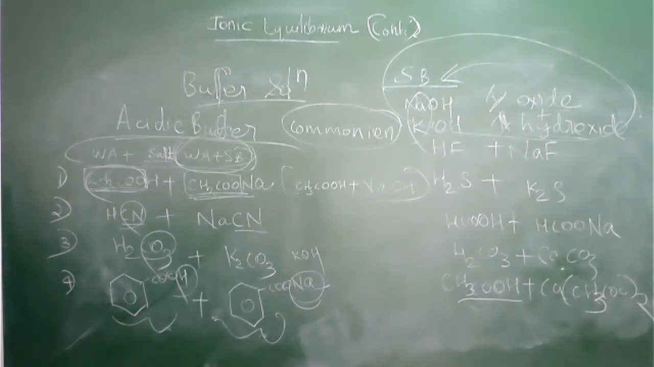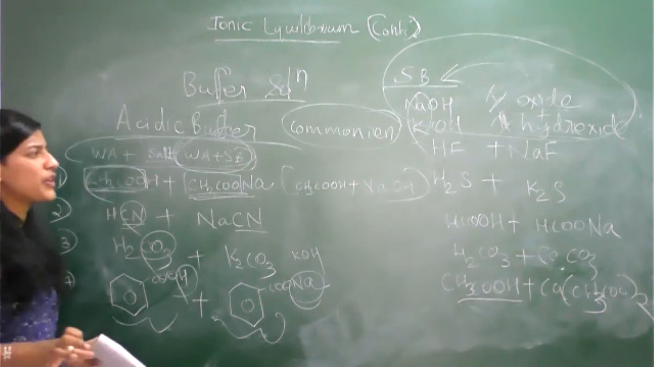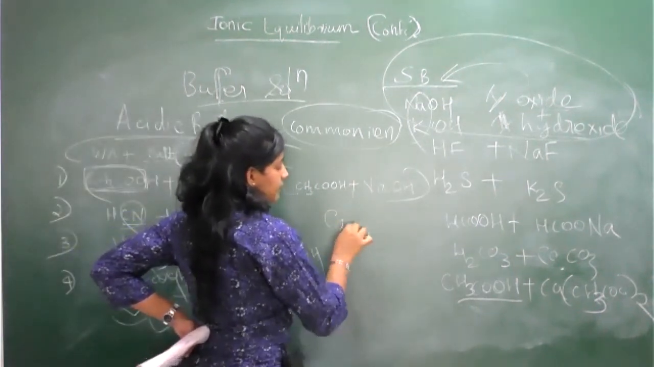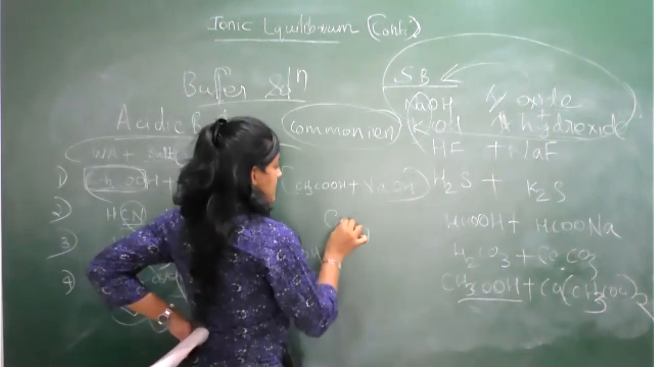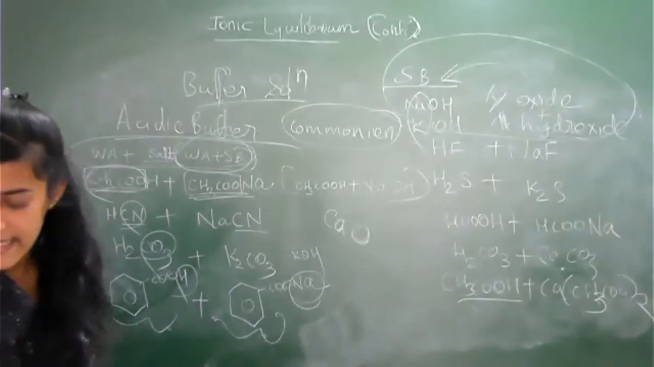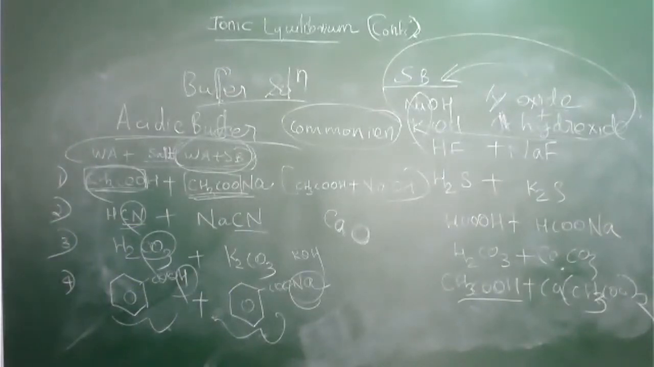Suppose calcium hydroxide. Calcium is in the second group family. Calcium hydroxide is a strong base. Calcium oxide is possible. Magnesium hydroxide, then NaOH. So keep this much in your mind. CaO. One more thing: CaO is a metallic oxide.